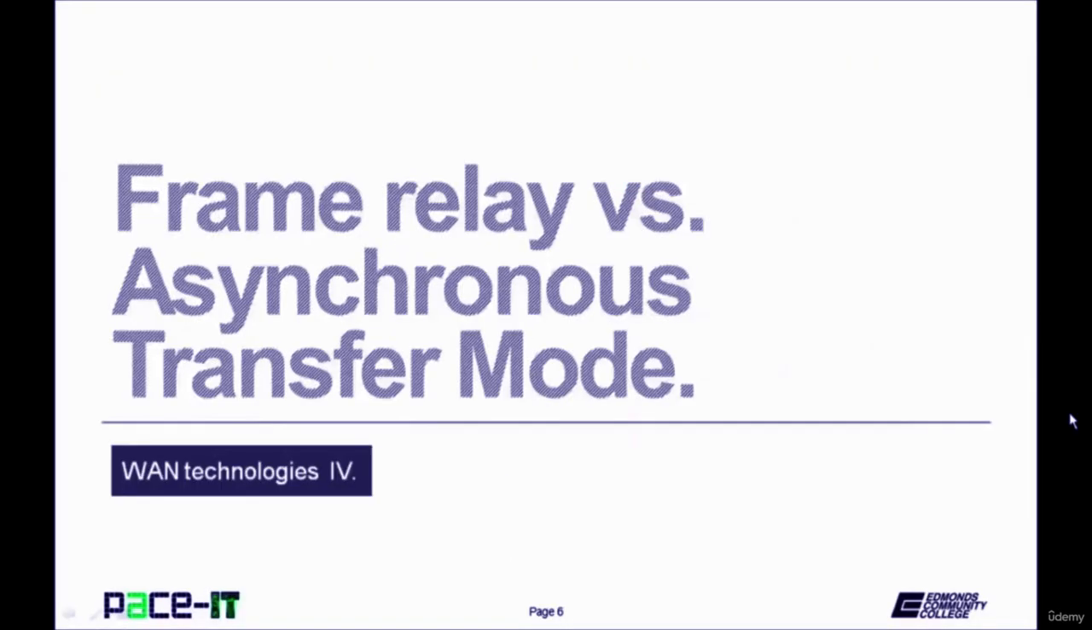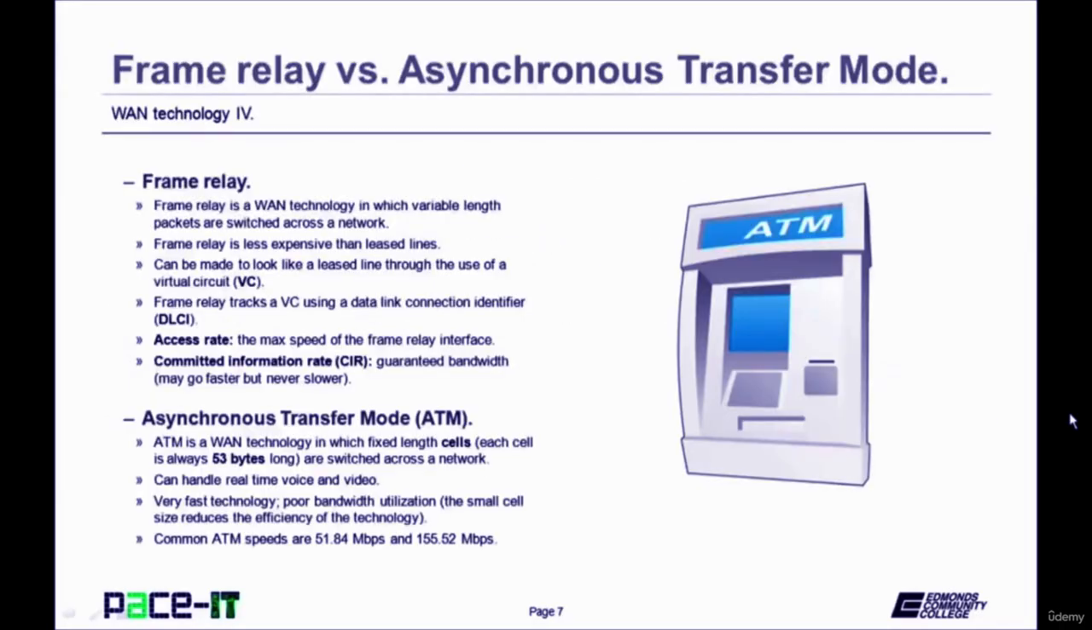Now let's talk about the differences between frame relay and asynchronous transfer mode. Frame relay is a WAN technology in which variable length packets are switched across a network. Frame relay is less expensive than leased lines, but frame relay can be made to look like a leased line through virtual circuits or VCs. A frame relay network will track a VC using a data link connection identifier to identify the ends of the VC.